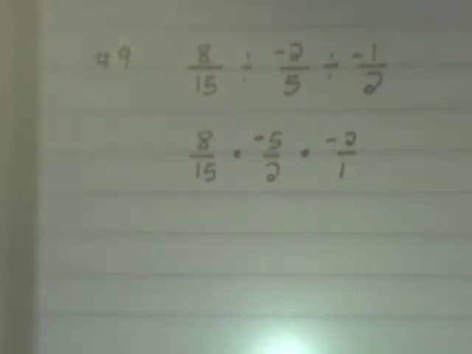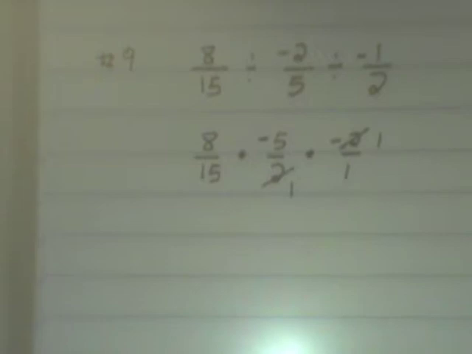I look for the opportunity to cancel or reduce. We do have that opportunity with this problem. I see this 2 and this 2, one on top, one on bottom. I am permitted to cancel those out, so I call this 1, I call this 1. I also look at my 5 and my 15. There is an opportunity to reduce numbers, and so I'll call the 5 a 1 and a 15 a 3.